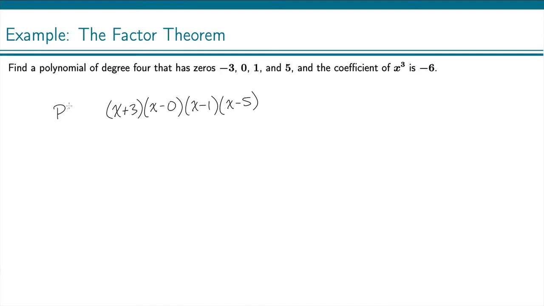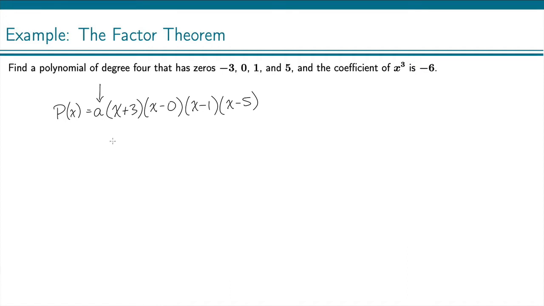So here's a polynomial of degree 4, because I've got 4 factors here with x, that has the correct zeros. But I don't know what the coefficient of x cubed is because this is in factored form, not expanded form. The only thing that could be missing here is there could be a number right here in front, a leading coefficient. I'm going to put an a right there to indicate that number, that could be some random number that we don't know.